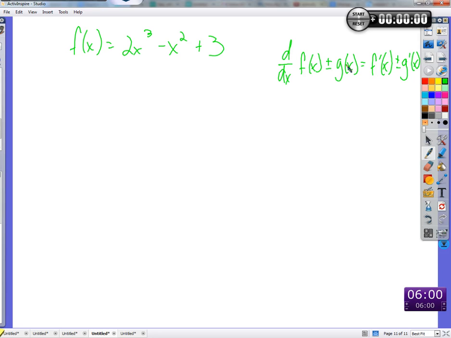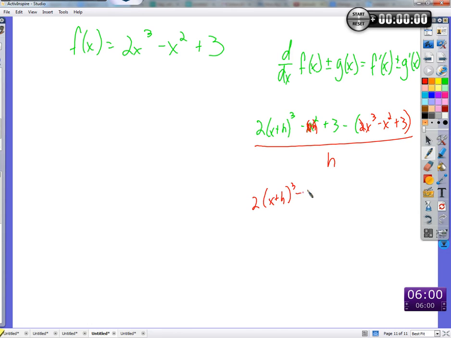But not too surprising, because if you were to do this by the limiting process, you'd get 2 times x plus h cubed minus x plus h squared plus 3, minus 2x cubed minus x squared plus 3, all over h. Well, if we distribute this negative and rearrange things, we can get 2 times x plus h cubed minus 2x cubed over h. Well, that'd be the derivative of 2x cubed. Plus negative x plus h squared plus x squared over h. That's just the derivative of negative x squared. Plus 3 minus 3 over h, that's 0, that's just the derivative of 3, a constant function.